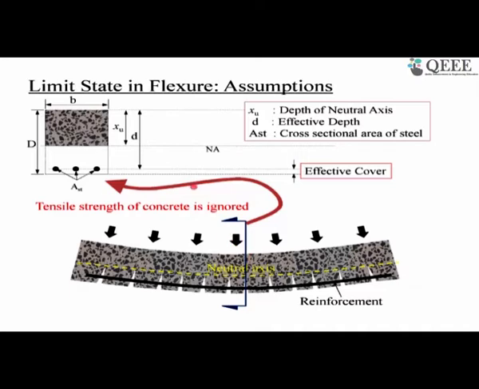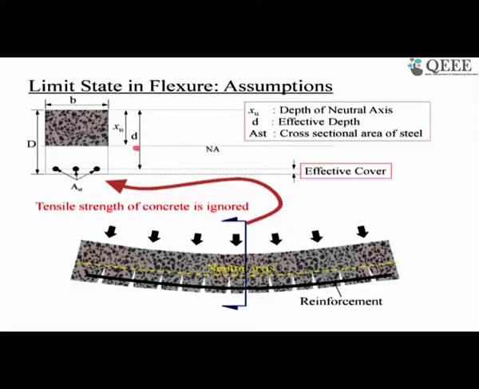So therefore, we remove. Above the neutral axis, we have concrete which takes the compression. Below the neutral axis, assume there is no concrete tension; whatever tension you have is taken only by the steel. Let the width of the beam be B and the overall depth be capital D. XU is the depth of the neutral axis and small d is the effective depth of the beam.